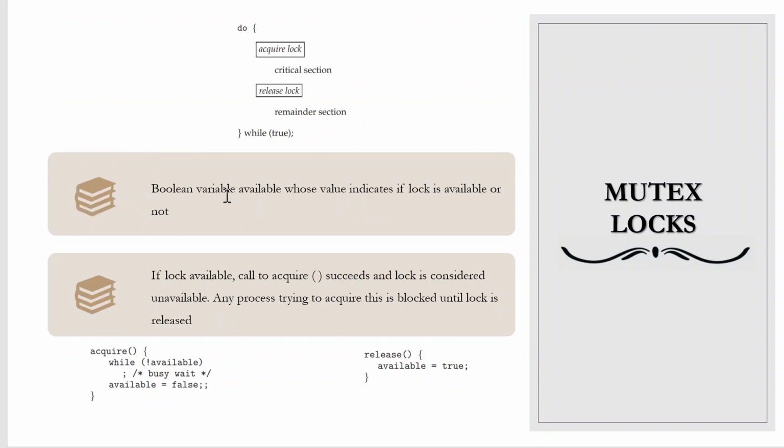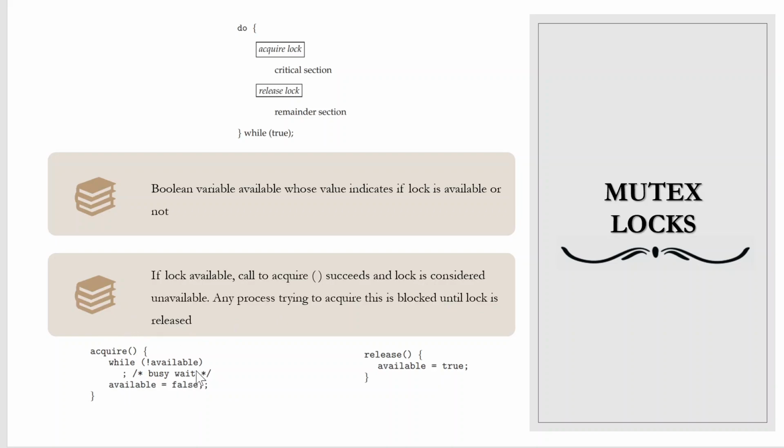A mutex lock has a Boolean variable called available whose value indicates if the lock is available or not. If a lock is available, then a call to the acquire function succeeds and the lock is considered unavailable. A process that attempts to acquire an unavailable lock is blocked until the lock is released.